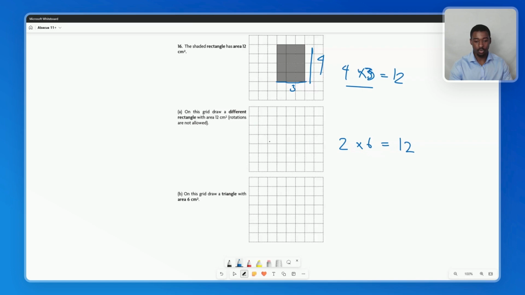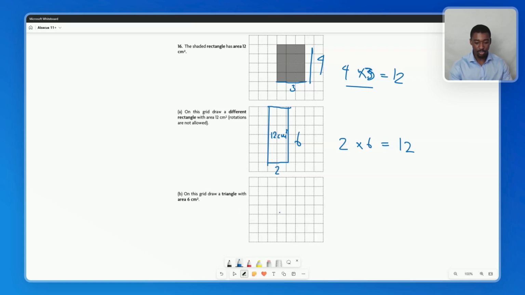So actually we can draw a rectangle that's 2 by 6. So 1, 2 across, and then 1, 2, 3, 4, 5, 6 up. So here. And then we go across by 2, and we go down. So that is our badly drawn rectangle, still with an area of 12 centimeters squared, but this time it's 2 by 6. And then we have on this grid, draw a triangle with area of 6 centimeters squared.